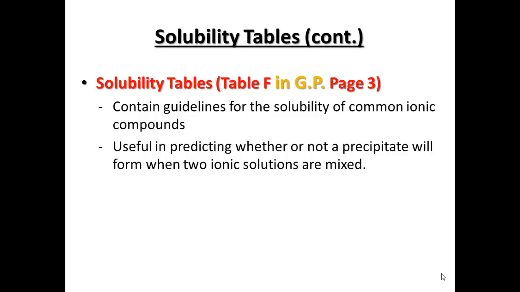Today we're going to be talking about the solubility tables, which you'll be able to find on the first page of your gold packet, I believe. Maybe it is the third page. I'm not sure what your packets are like exactly, but the laminated ones, they're on the first page. Basically these tables just contain guidelines for the solubility of common ionic compounds. So they are useful to predict whether or not a precipitate will form when two ionic solutions are mixed.